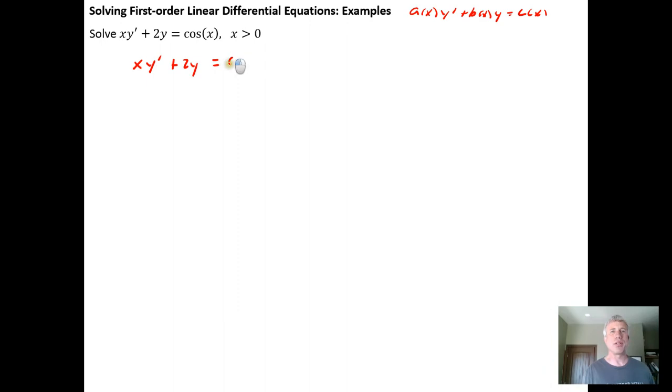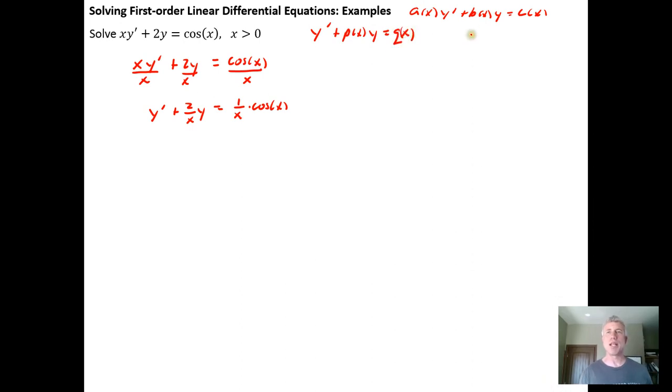So the solution process that we went through in the previous video for solving a first order linear differential equation is to first get the leading coefficient on the y prime term to be 1. So we do that by dividing through by x. So we divide everything by x, which then simplifies this to y prime plus 2 over x y equals 1 over x times the cosine of x. And then this now is in the form that we saw in the previous video, y prime plus p of x y equals q of x.